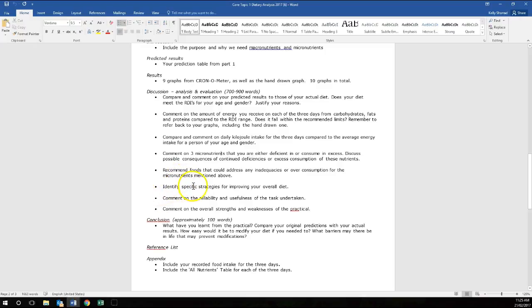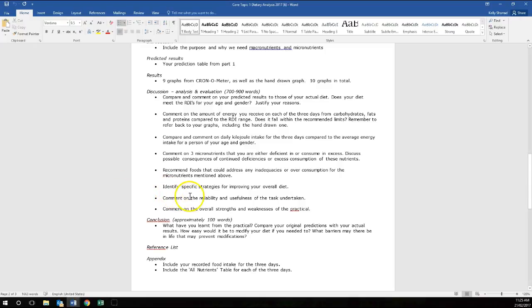You then need to identify specific strategies for improving your overall diet. So if you are consuming a lot of simple carbohydrates, maybe you should talk about some complex carbohydrates that you could consume instead. You may need to increase your intake of healthy fats in comparison to unhealthy fats. And you can do this by consuming X food at breakfast or lunch. So please be specific when identifying improvements to your overall diet.